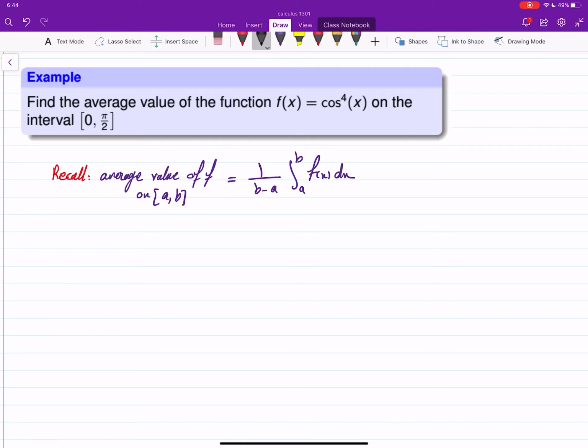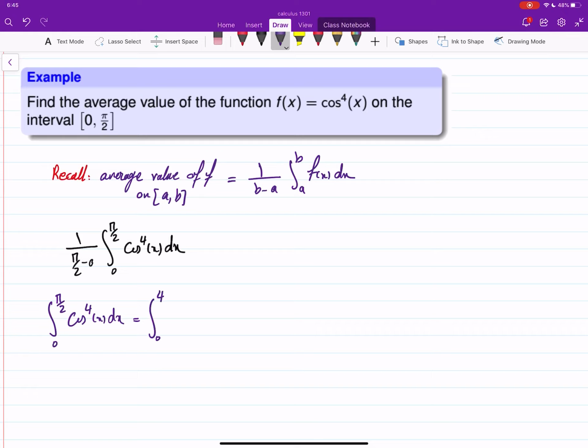So in this case, we are looking for 1 over pi over 2 minus 0 times the integral from 0 to pi over 2 of cosine to the power 4 x dx. So that's the value we have to find. Okay, I will start here, 0 to pi over 2 of cosine 4x dx. So now I want to use what I have learned.